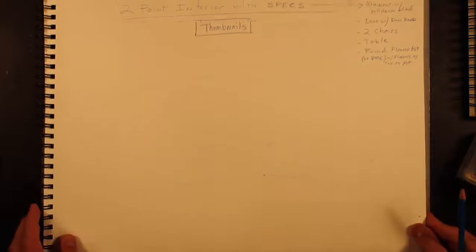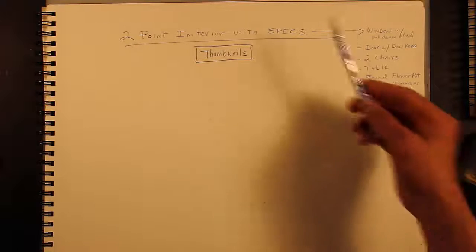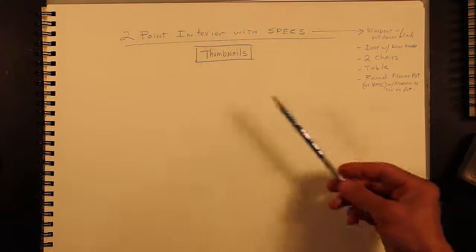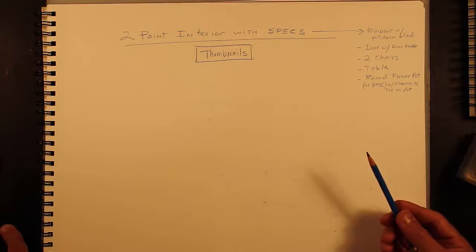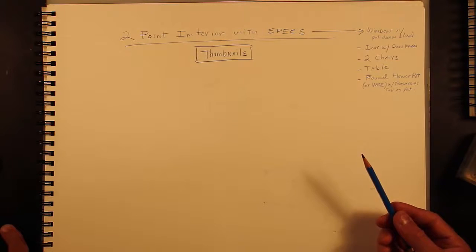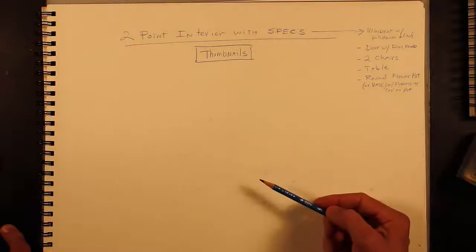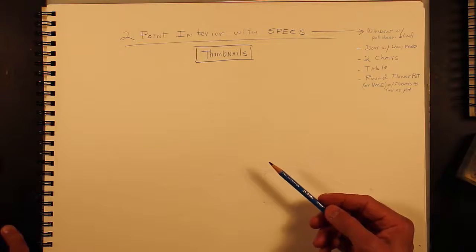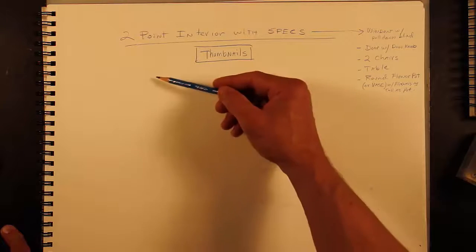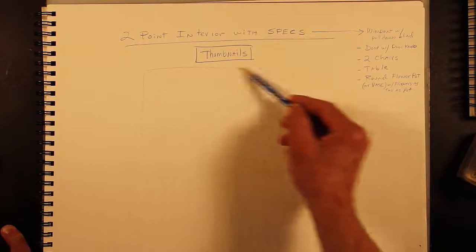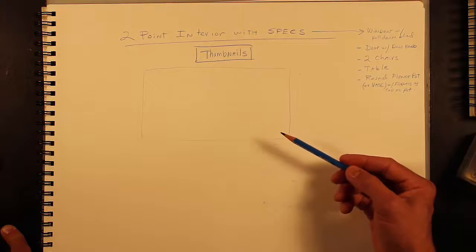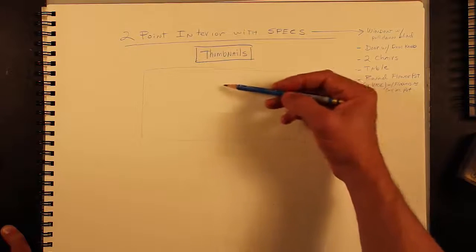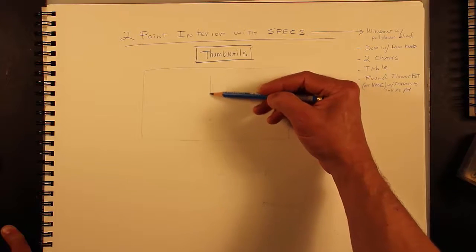Okay, welcome to 2-point interior with specs, thumbnails. The first thing to do with the thumbnails is to establish where the walls and the floor are. And because it's a 2-point interior, you're going to start with the corner of the room. So you can start with a general thumbnail in the middle of the page, and then say where the corner is. A lot of people start with the corner.